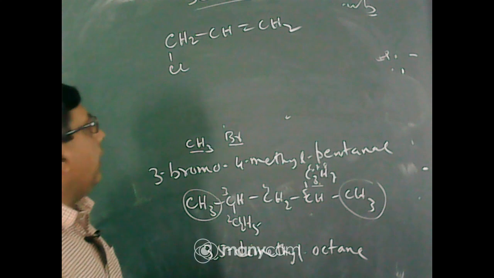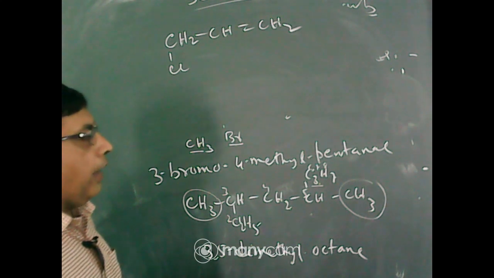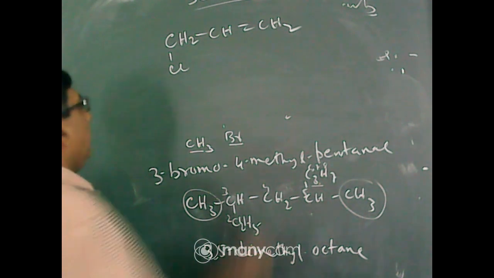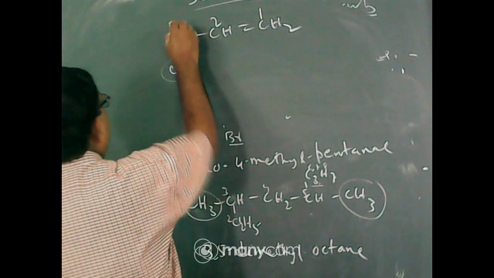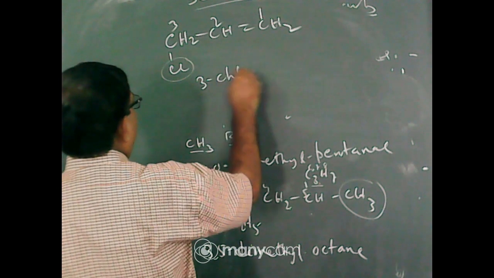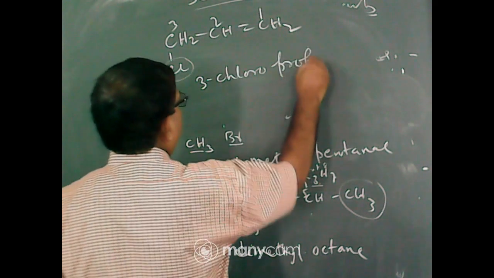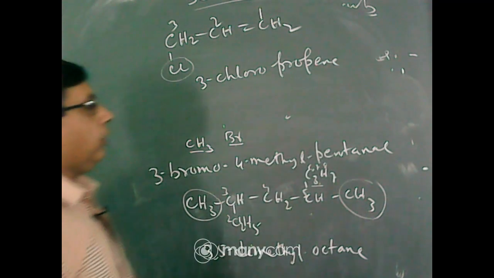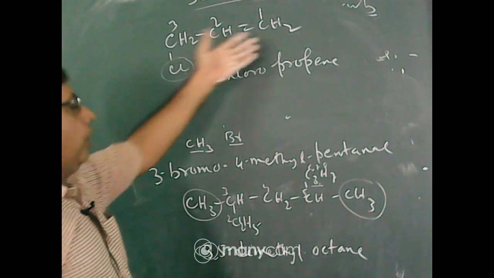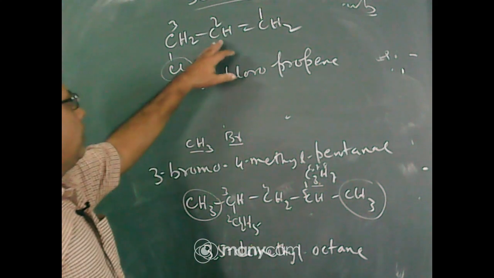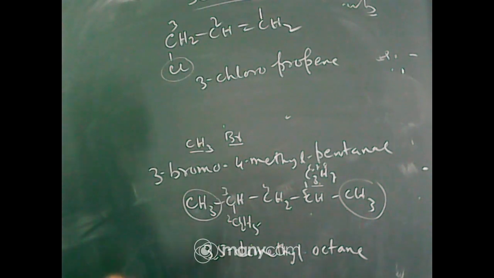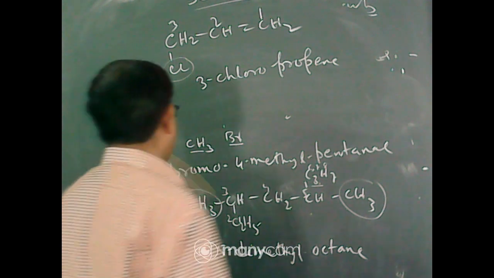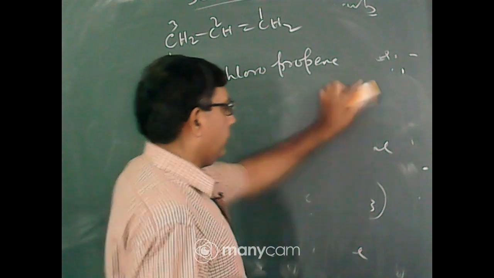Chloropropene, partially correct. You mentioned the chlorine atom but not the number of the carbon atom in which it is present. Say propene, here double bond. So 1, 2, 3. Chlorine atom is present at carbon number 3. So write 3 chloropropene, not chloropropene, because chlorine may be attached to carbon number 2 or carbon number 1. If carbon number 2, then 2 chloropropene. If carbon number 1, then 1 chloropropene. So you must mention the number of the carbon atom to which the chlorine atom is attached.